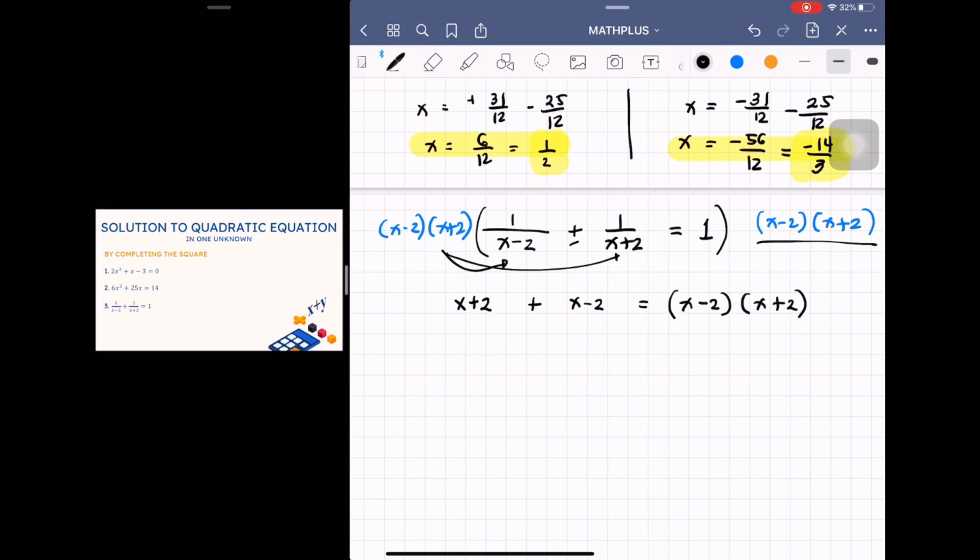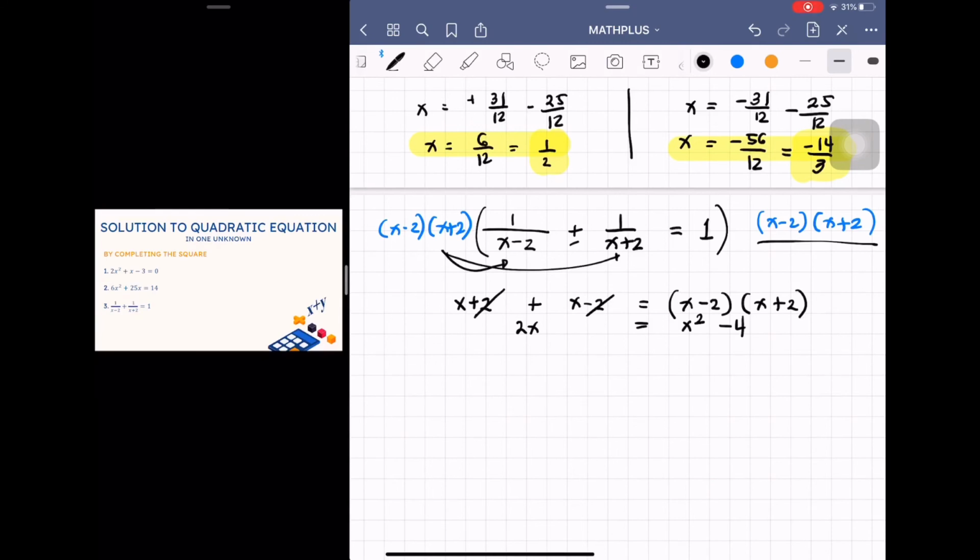Of course, the left side of the equation gives me 2x. The positive and negative 2 get cancelled. The right side of the equation needs to be expanded. This is the product of the sum and difference of the same two terms, so that creates a difference of squares. You get x squared minus 4.